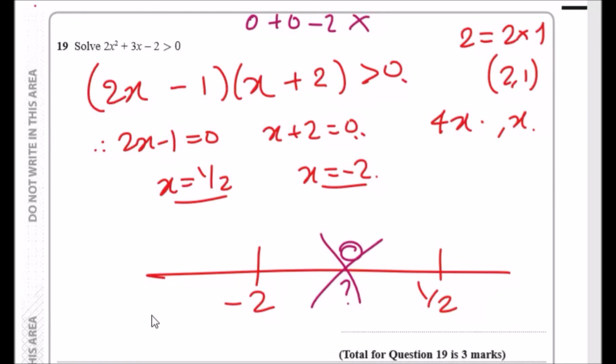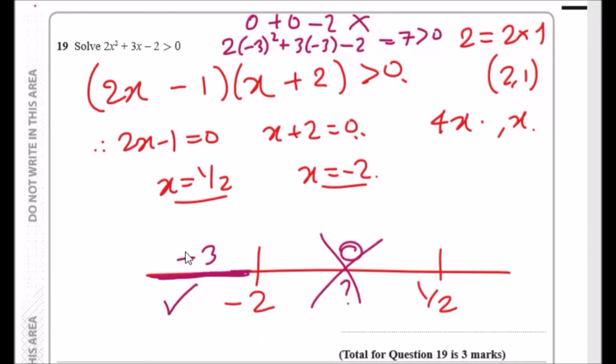So let's check this value here. Let's put a value less than minus 2. Let's just say minus 3. If you plug in minus 3, what do you get in the calculator? So in the calculator, write it like this: 2 times minus 3 squared plus 3 times minus 3 minus 2. So what do we get there? I get 7. So yes, 7 is bigger than 0, so it's true. So we're going to keep this region. So this is one region.